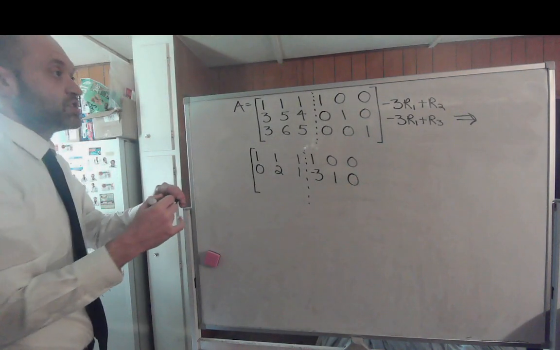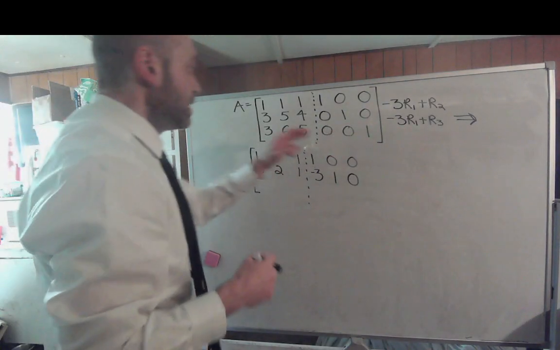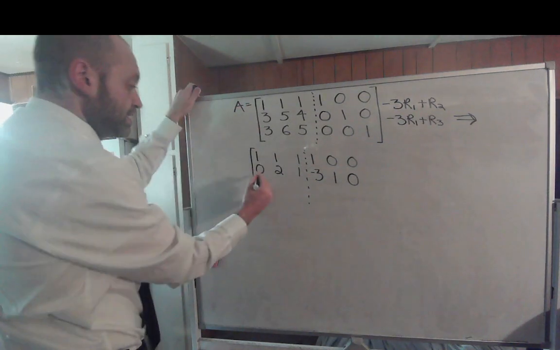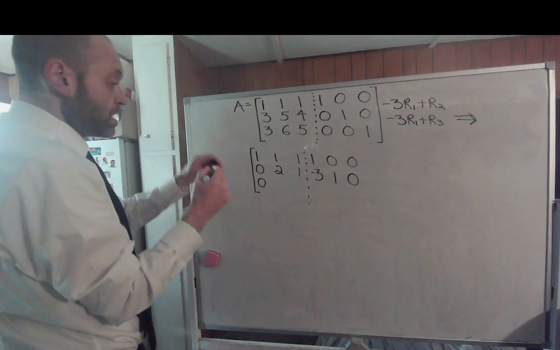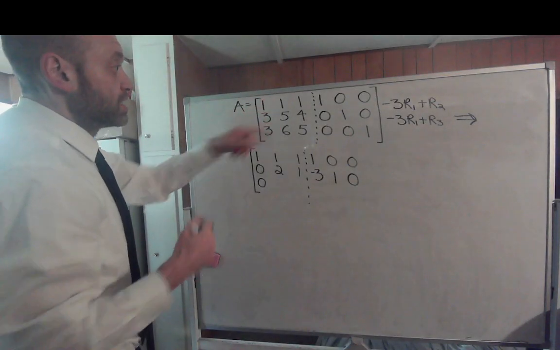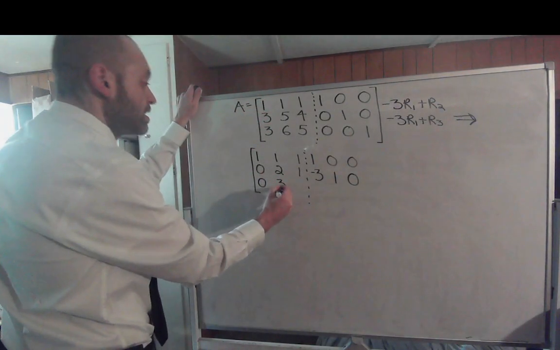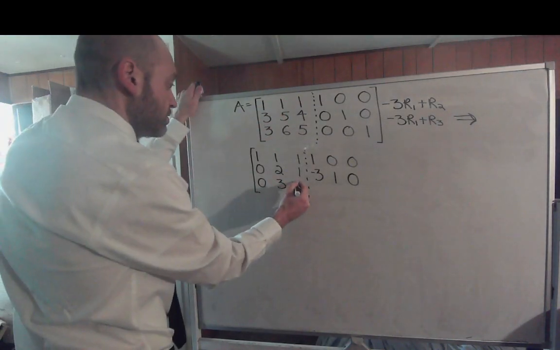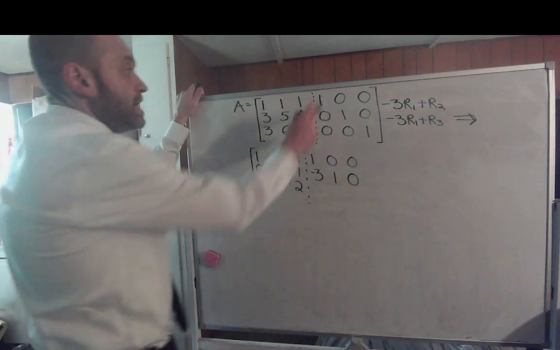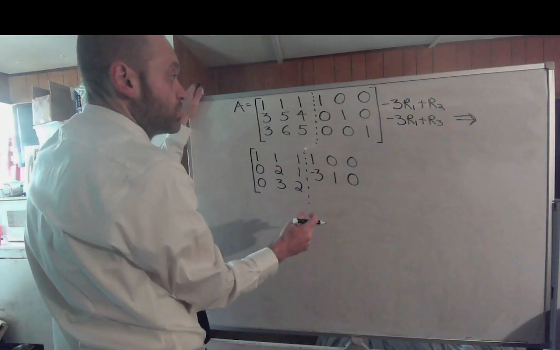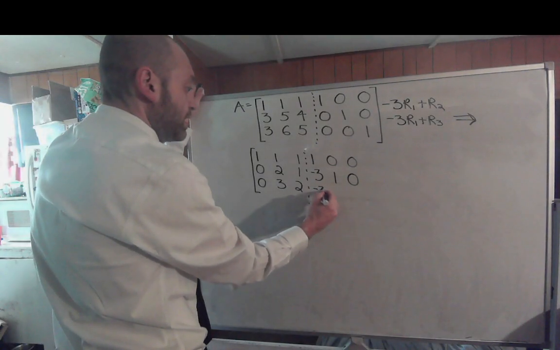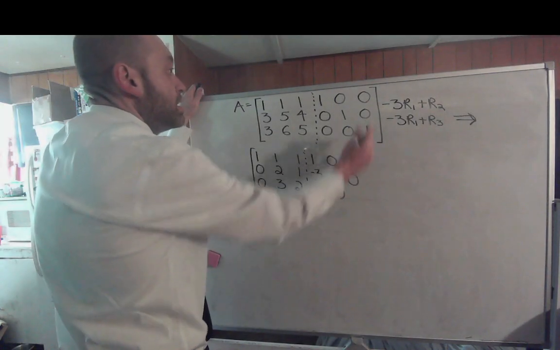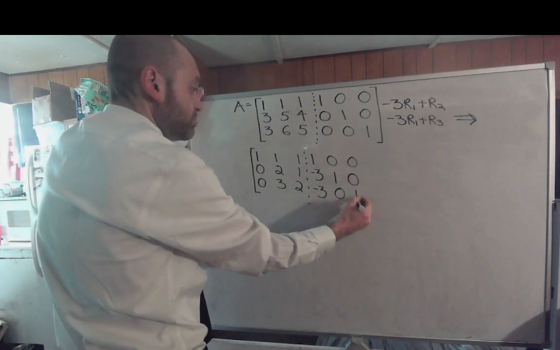Now we need to do negative 3 times row 1, add that to row 3. So negative 3 plus 3 is 0. Negative 3 plus 6 is 3. And then negative 3 plus 5 is going to be 2. Now negative 3 plus 0 is going to end up being negative 3. Then 0 plus 0 is 0. 0 plus 1 is going to be 1.